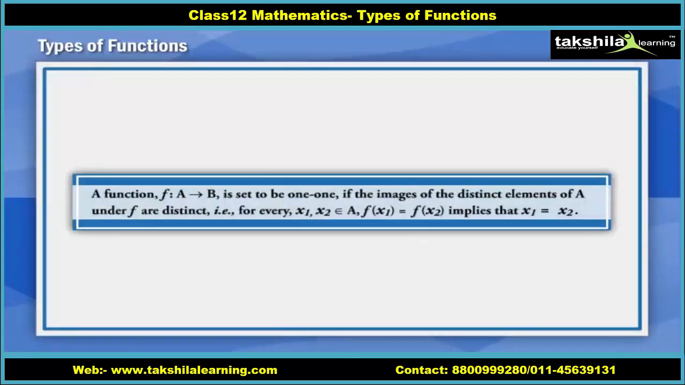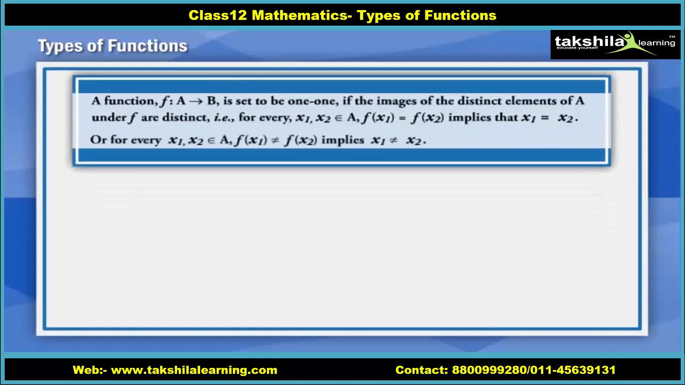Let us define it mathematically. A function f from A to B is said to be 1-1 if the images of the distinct elements of A under f are distinct. That is, for every x1 and x2 in the domain of f, f of x1 is equal to f of x2 implies that x1 is equal to x2. Or, if f of x1 is not equal to f of x2, then x1 is not equal to x2.